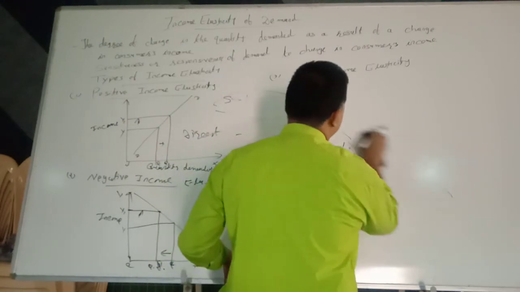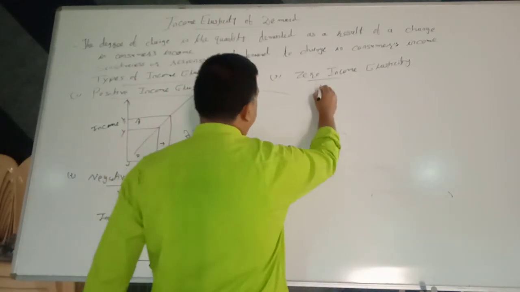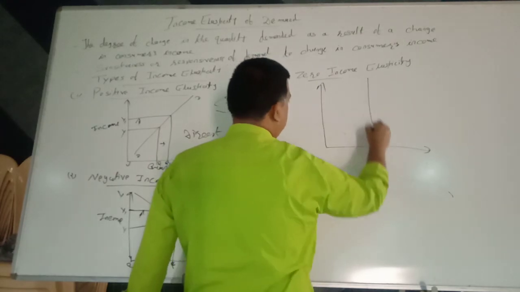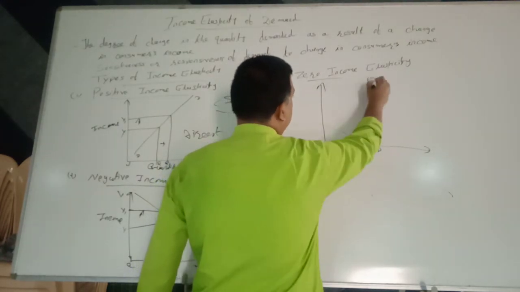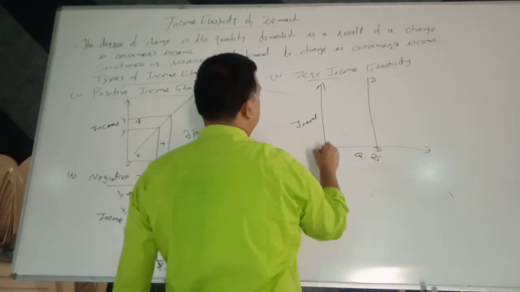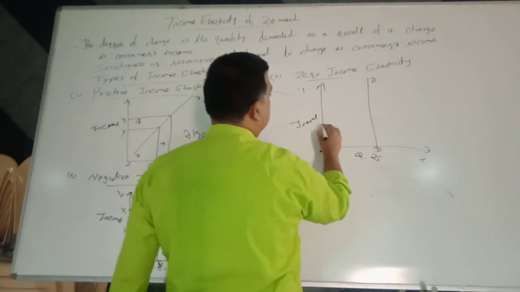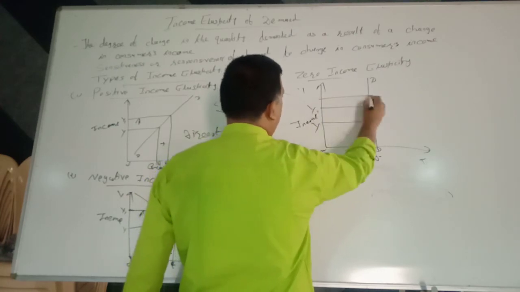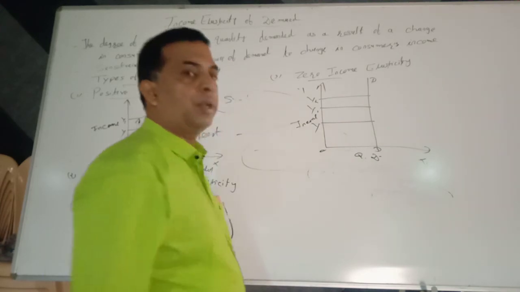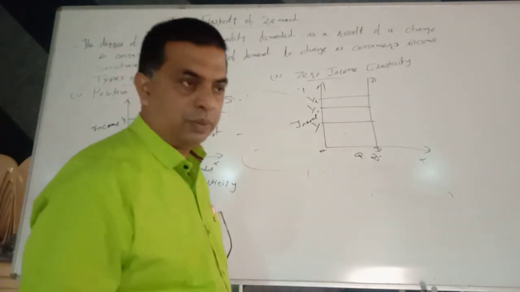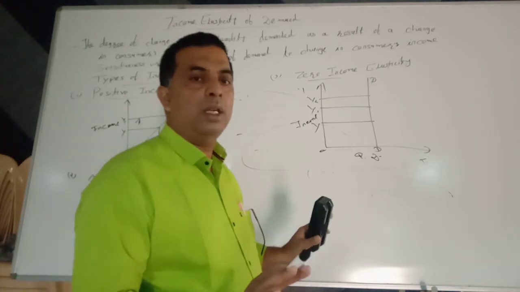Therefore, elasticity is zero. How can we show this? Like this: quantity demanded on one axis, income of consumer on the other. Income increases from OY to OY1 or OY1 to OY2, and demand for the product remains constant. So here elasticity is zero. It does not make any difference.